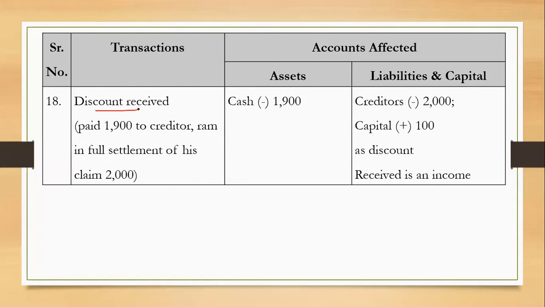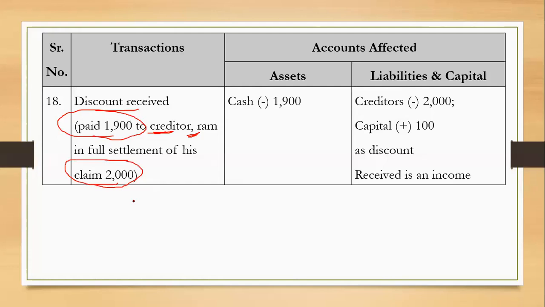18th is discount received. Now how does discount received arise? Let us understand with the help of an example over here. A creditor was there, Ram. We have paid 1,900 in full settlement of his claim of rupees 2,000. Okay, we were supposed to pay 2,000 to Ram. Against that, we have paid just 1,900. We paid 100 rupees less, right? That 100 rupees, the amount that we have paid less, will be treated as discount received. Okay, I'm sure the transaction is clear to you.